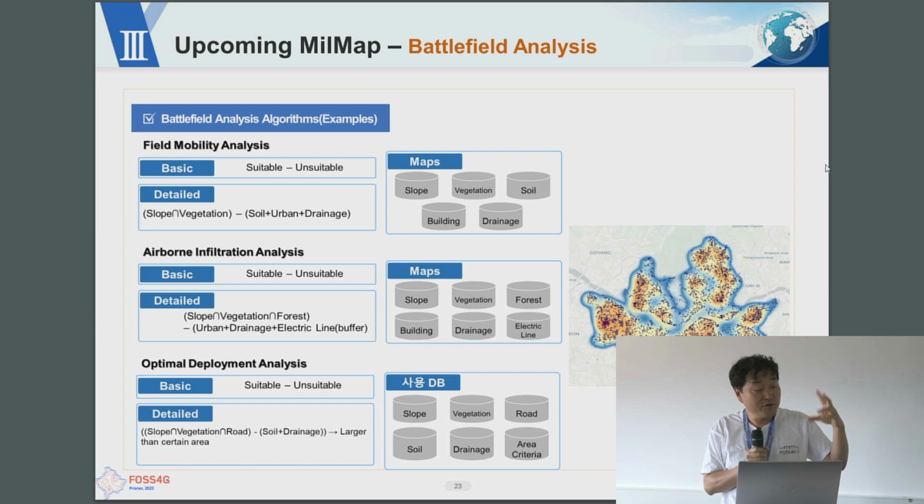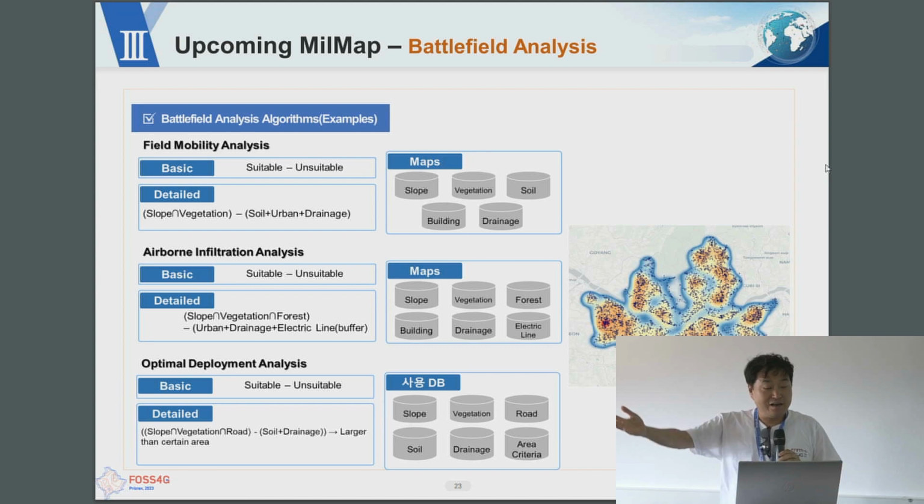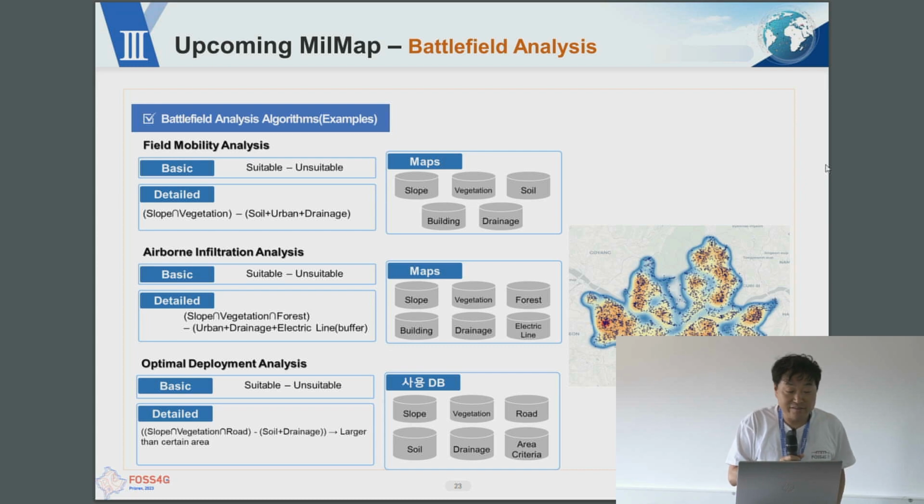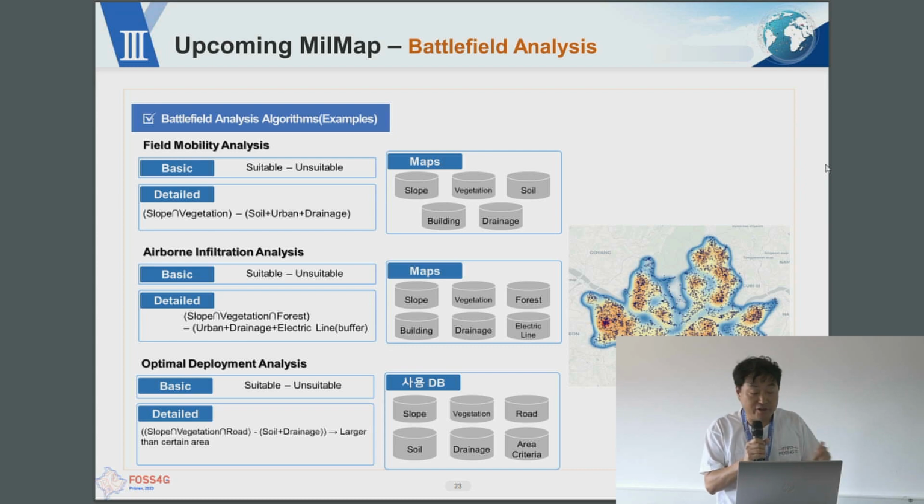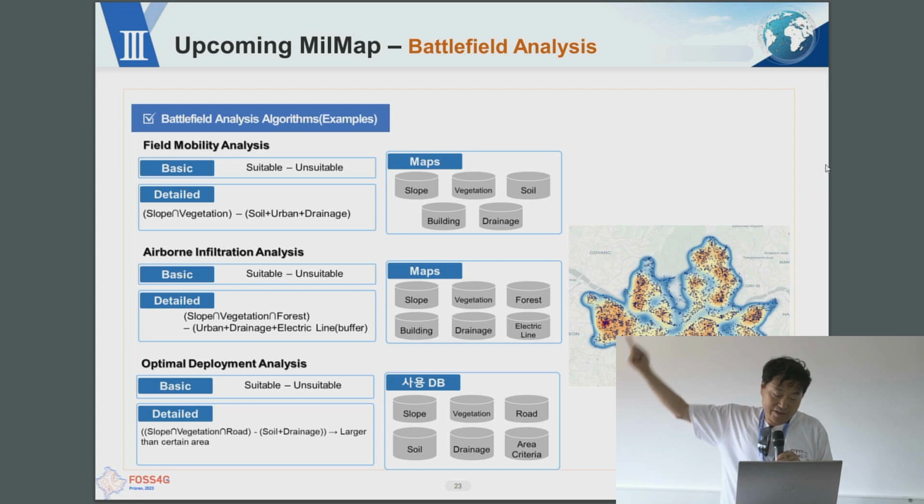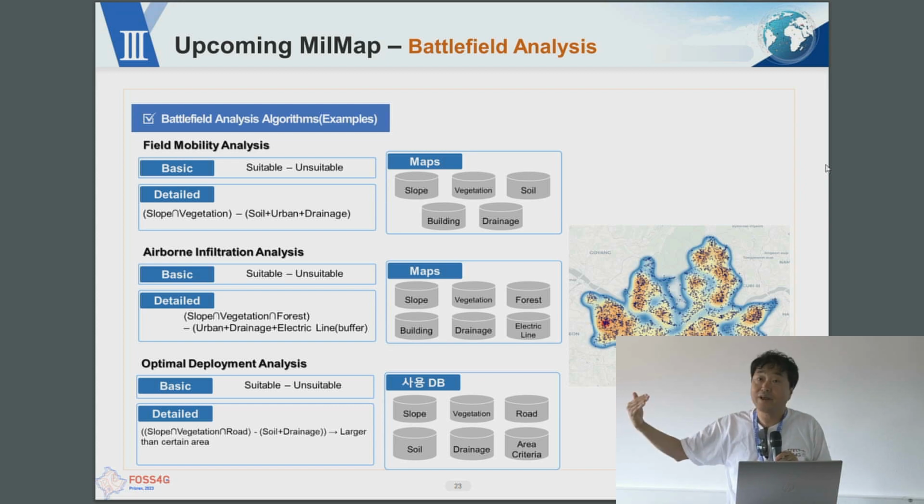If you intersect the slope map and the vegetation map, you can get the suitable area. And if you union, for example, water, wetland or swamp, and then urban areas like buildings and houses, and then lakes or rivers, and like this, then you can calculate the field mobility analysis. Also, airborne infiltration analysis is like this. You can see the electric line as well. Some guy jumped in here, but you should be aware of the electric line or other things. There are these kinds of algorithms available in OpenGXD, and we implement this using a WPS.